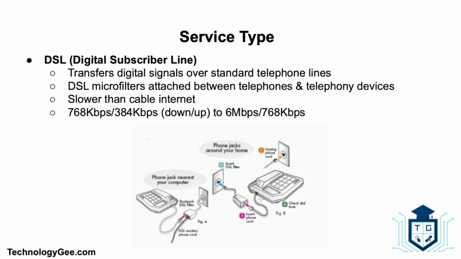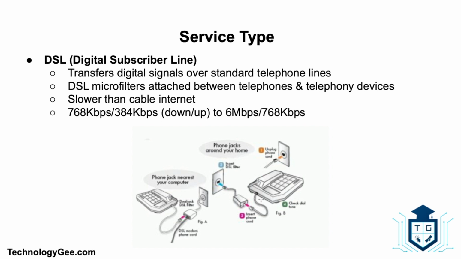And traditional DSL runs over telephone lines originally developed for voice services only. It is far slower than a cable internet connection, and traditional DSL speeds range from 768 kilobits per second down to 384 kilobits per second up, all the way to 6 megabits down, 768 up. Speeds decrease as the distance between the DSL service location and the central office or the central switch providing the DSL connection increases. And most DSL providers do not have data caps.